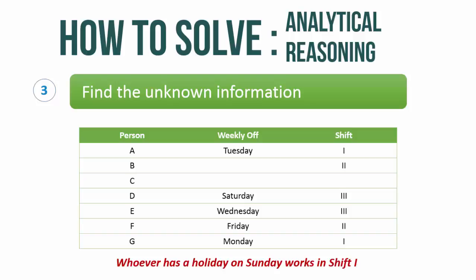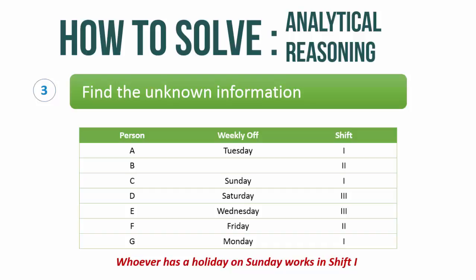Another indirect information given to us is that whoever has a holiday on Sunday works in shift 1. We don't know what day B and C have a weekly off. However, we know that B works in shift 2, so B's weekly off cannot be on Sunday. Therefore, C has a weekly off on Sunday and works in shift 1.